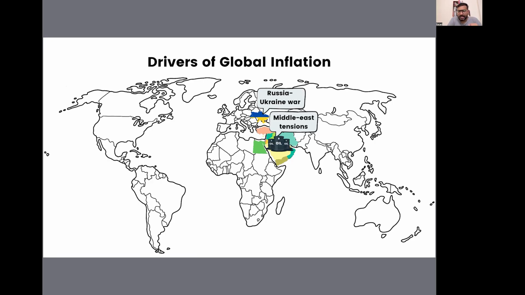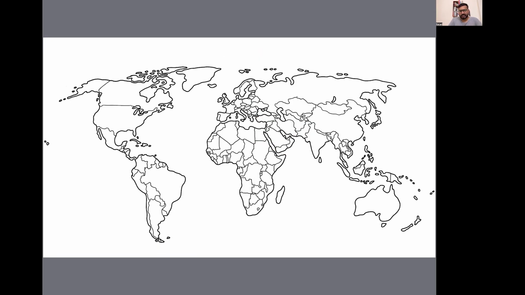India is a major importer of oil. 85% of our crude oil needs is met through imports, and therefore, any wars or any conflict in major oil supply areas leads to inflation. Okay, so these are the two major reasons.